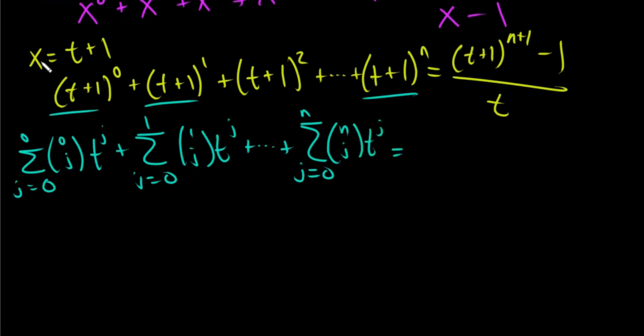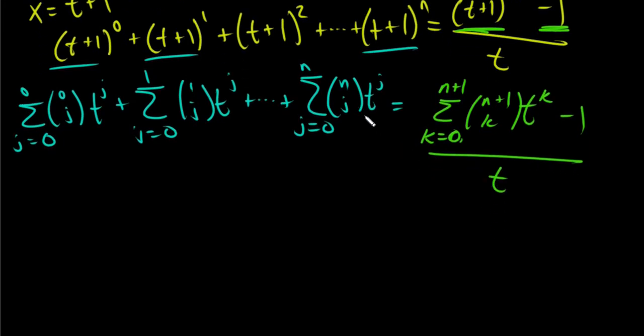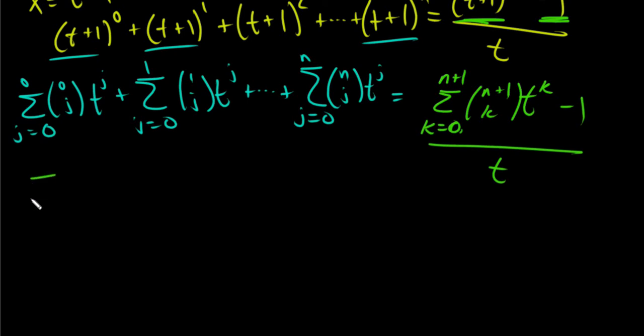And on the right-hand side, I'll do it in a different color, and I'm also going to not use j this time. You'll see why in a moment. This term becomes the sum from k equals 0 to n plus 1 of n plus 1 choose k times t to the k, all of that minus 1 over t. And I'm going to simplify this right-hand side. So let's look at the sum from k equals 0 to n plus 1 of n plus 1 choose k times t to the k.